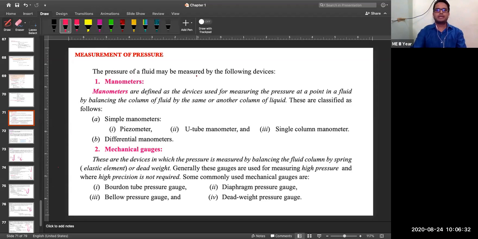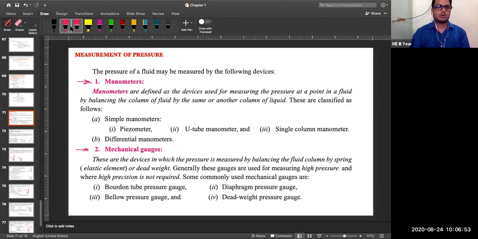Pressure in a fluid can be measured by two devices. What are those two devices? The first one is your manometer. The second one is your mechanical gauges. Now we will see what is this manometer and what is this mechanical gauges.